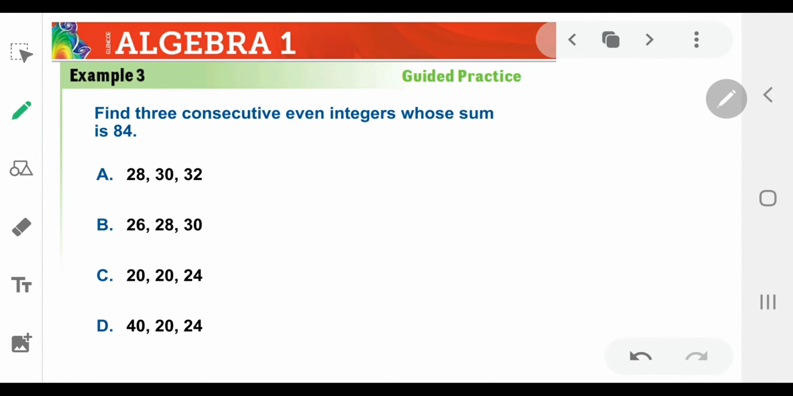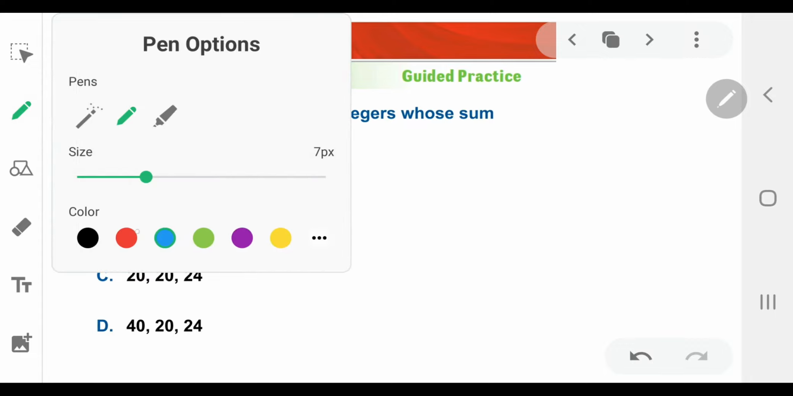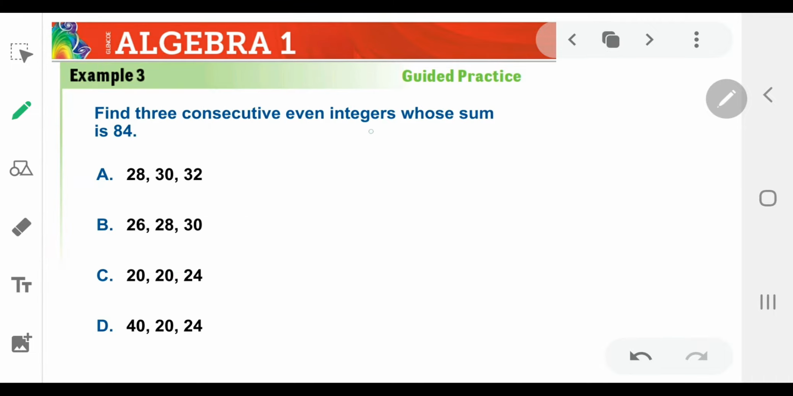It's your turn now. Pause the video. Try to answer the following question and find 3 consecutive even integers whose sum is 84. Again, we assume those numbers n, n plus 2, n plus 4, and their sum, it means adding them, to be equal to 84.